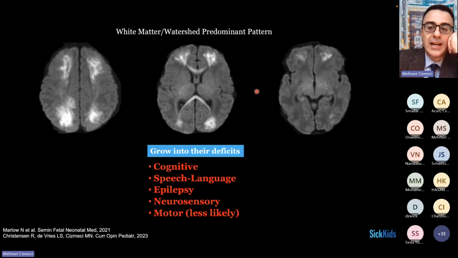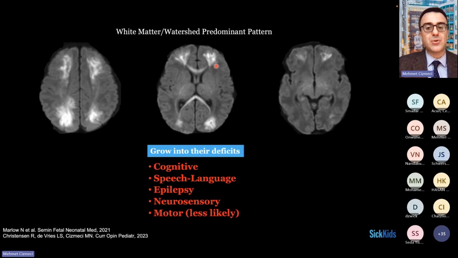Another subtype of hypoxic ischemic encephalopathy is the white matter watershed predominant pattern, in which we see the injury mostly in the white matter tissues, and those are the watershed areas of the white matter tissues. And these babies, if you follow them until 2 to 3 years of age, which is a very common practice in many North American centers, you may be able to miss a great majority of the problems that these babies will face, because they grow into their deficits and may present with learning issues, some cognitive problems at school age.